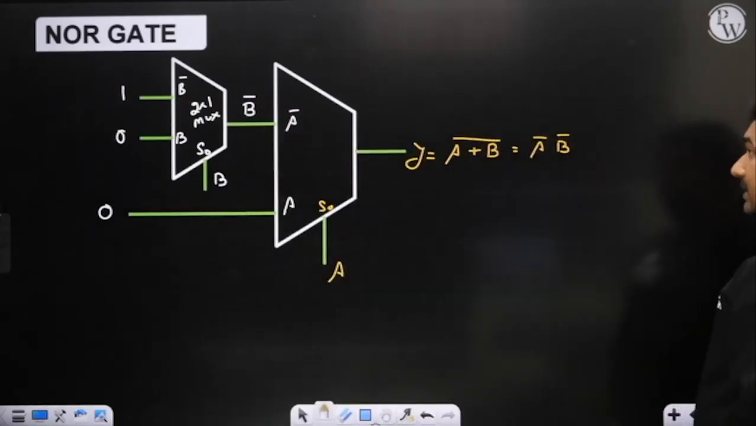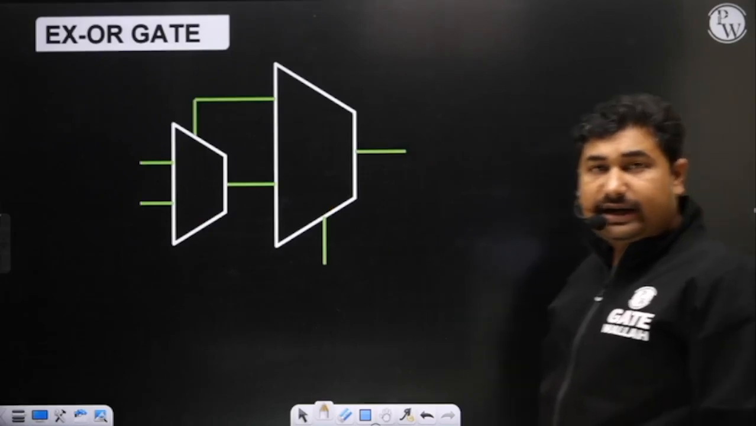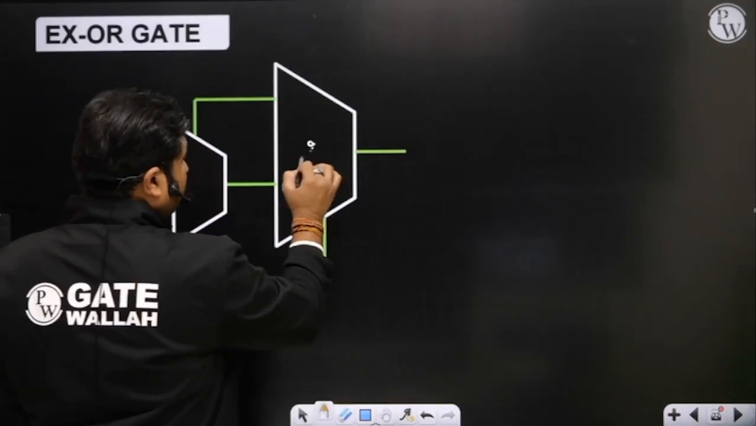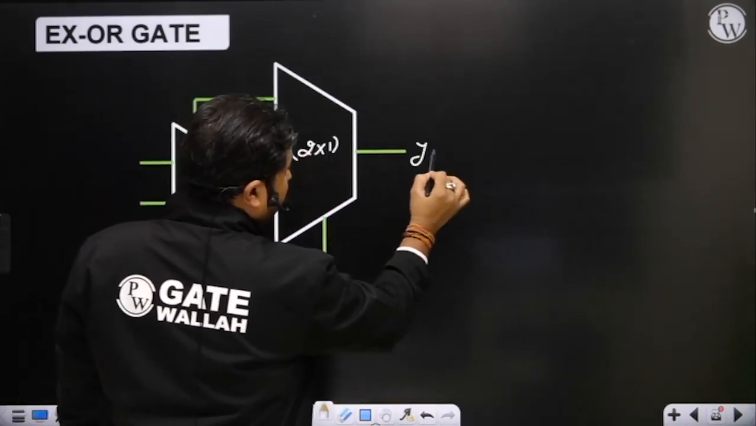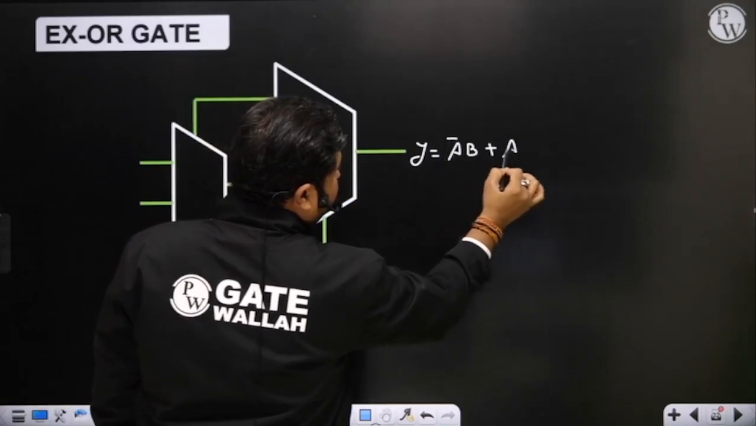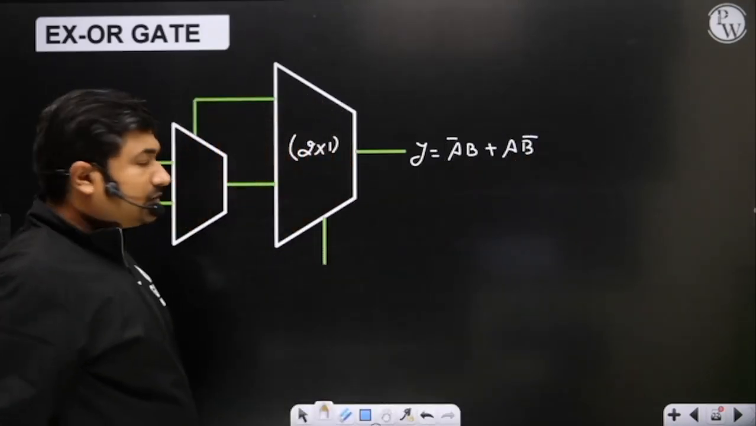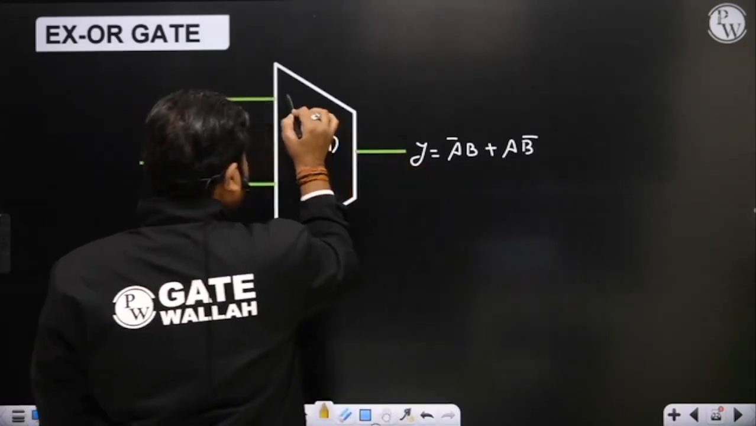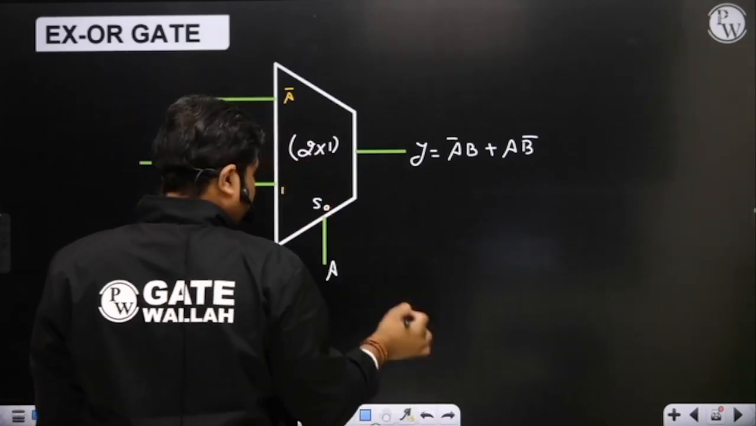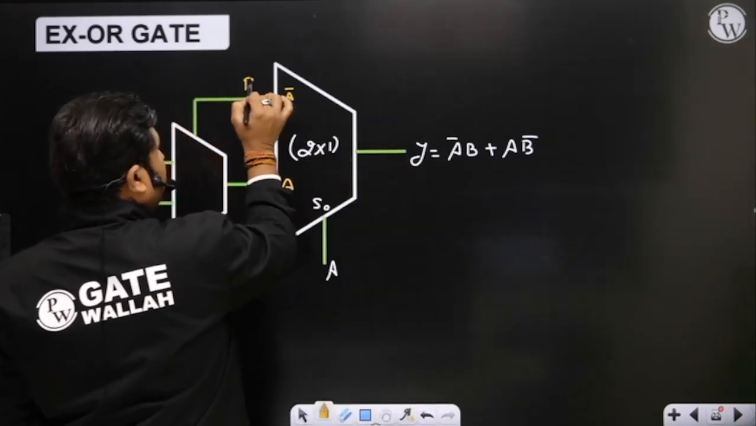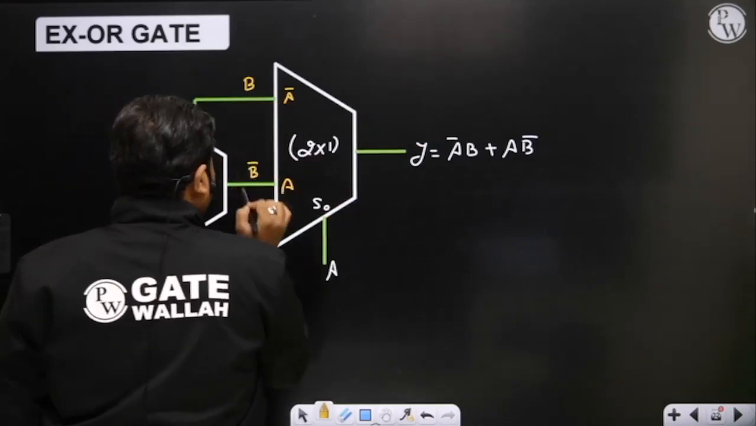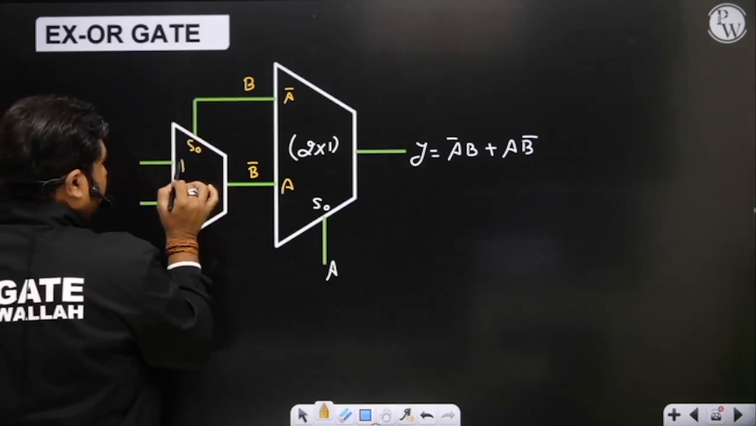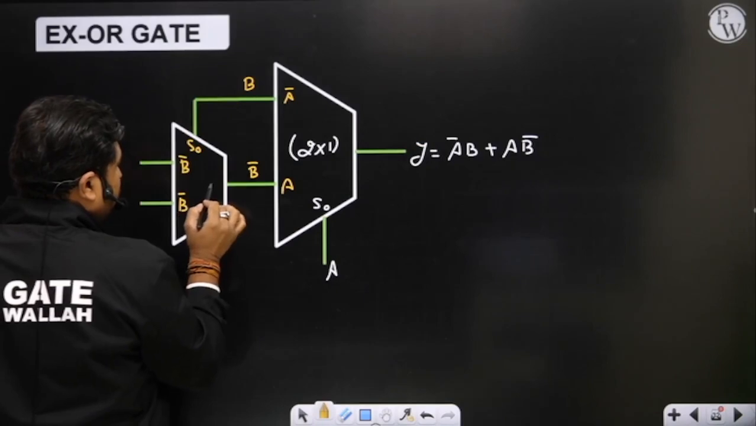Now, please observe, we can implement the XOR gate by using a 2 cross 1 multiplexer. So we need to implement the function y is equal to a bar b plus a b bar. How many 2 cross 1 multiplexers are required? Please observe here, if you apply A here, because of the select line action, we have A bar and A. Is it okay? Yes, sir. So, we need to get B here and B bar here. How to get B bar? Sir, we can put B onto the select line. Yes, sir. Then, B bar and B are available here because of the select line action.